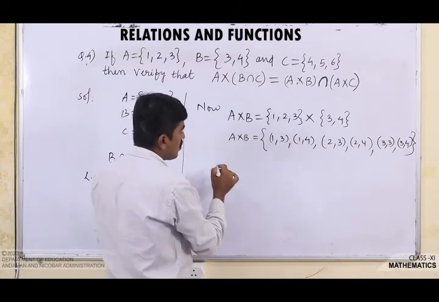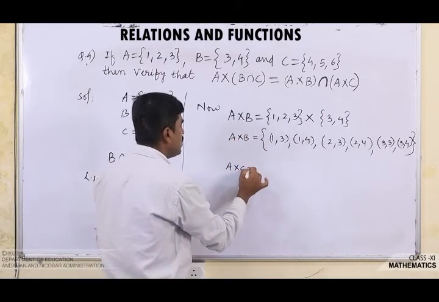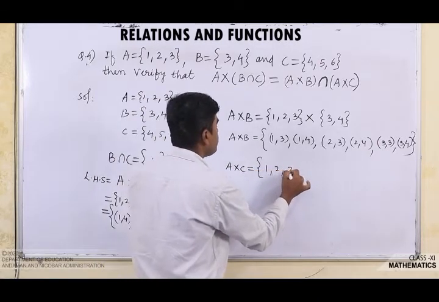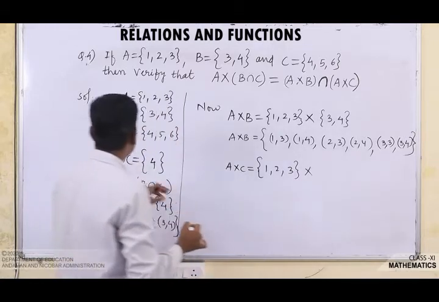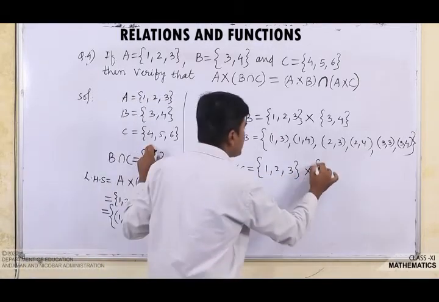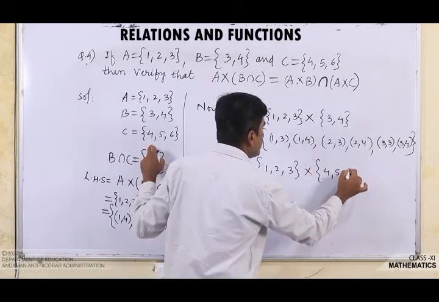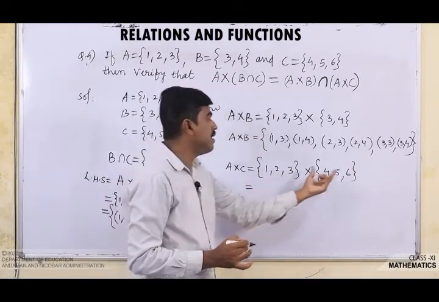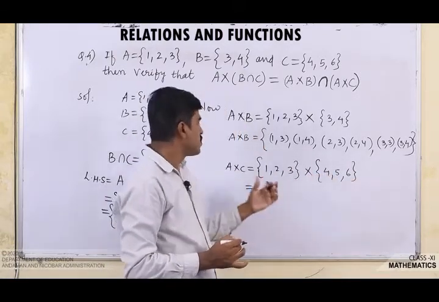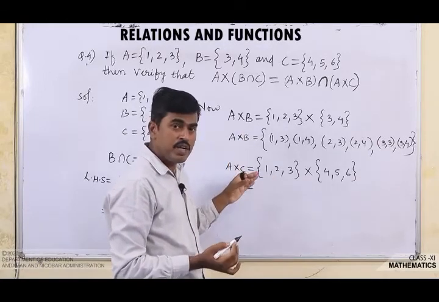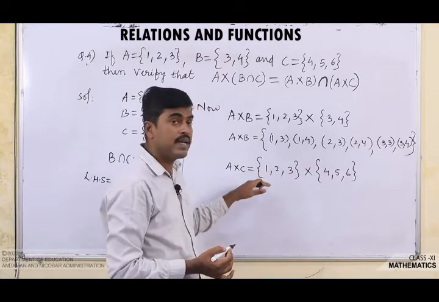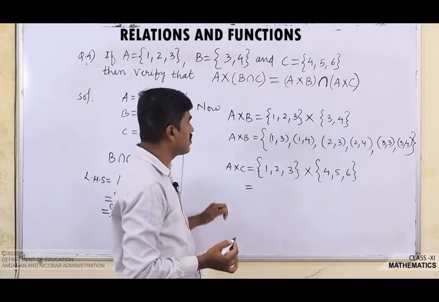Now find A cross C. What is A cross C? The set A is {1, 2, 3} and the set C is {4, 5, 6}. So 3 elements are there in A and 3 elements are there in C. What is the number of elements in A cross C? 3 into 3, that is 9. That means we are going to get 9 ordered pairs in A cross C.